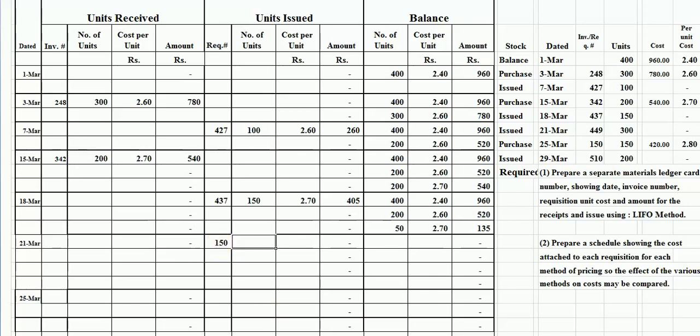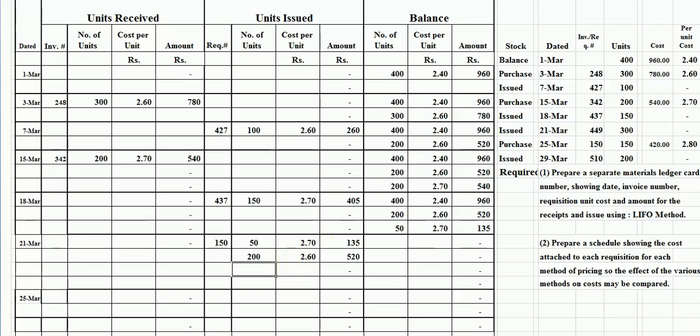Students, now there are 300 units issued, but in our last purchase there are only 150 units available. Firstly, we have to take 150 units from the last purchase here at 2.70. The remaining balance is 250 units, but again in the second last purchase we have 200 units. Now we pick up 200 units from the second last purchase cost here, the rate is 2.60.